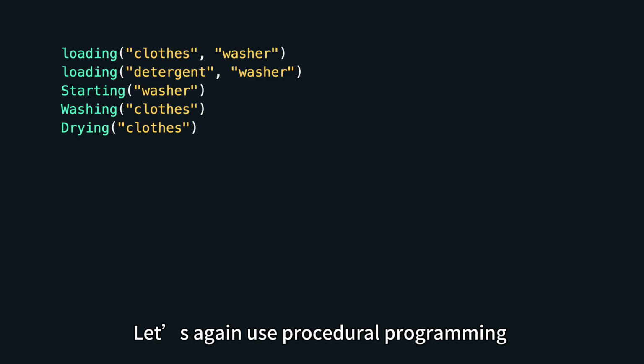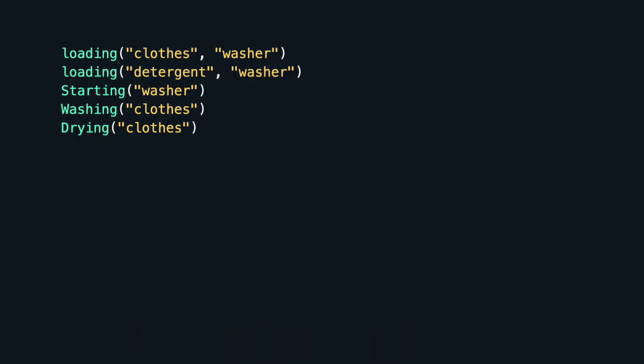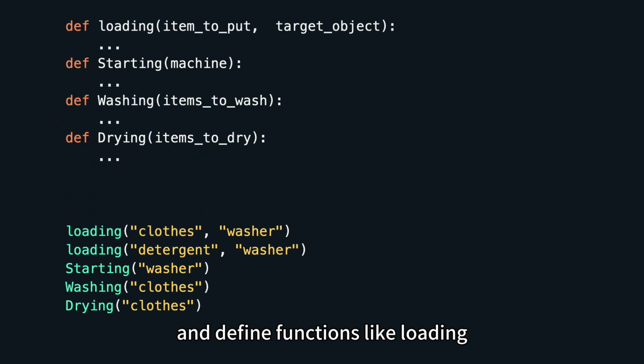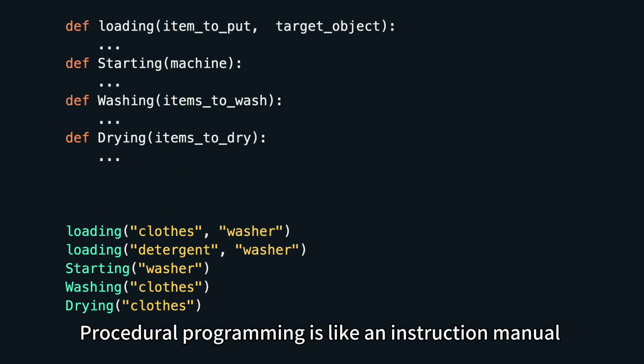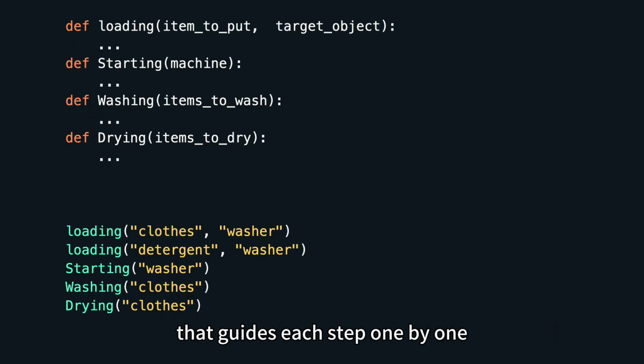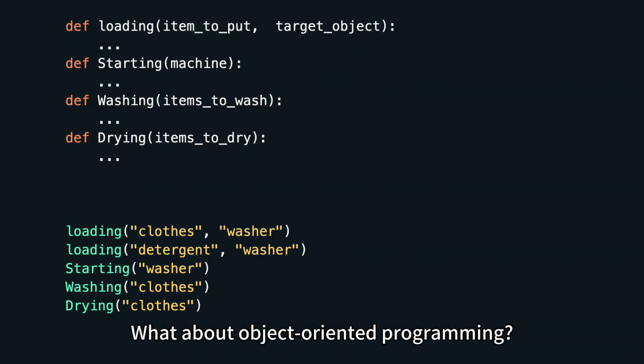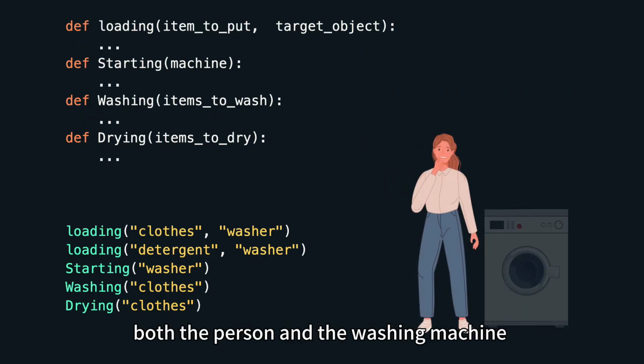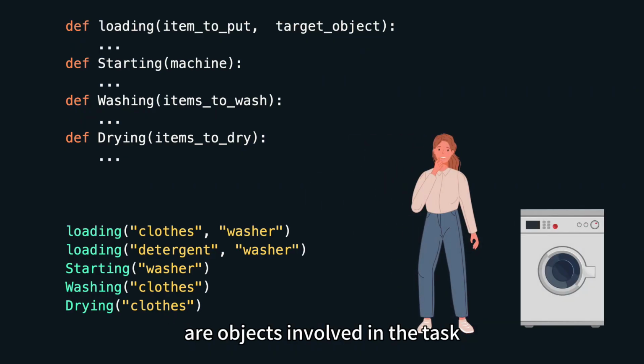Let's again use procedural programming as a familiar example. To wash clothes, we write out the steps in order and define functions like loading, starting the machine, washing, and drying. Procedural programming is like an instruction manual that guides each step one by one. What about object-oriented programming? Here, both the person and the washing machine are objects involved in the task.